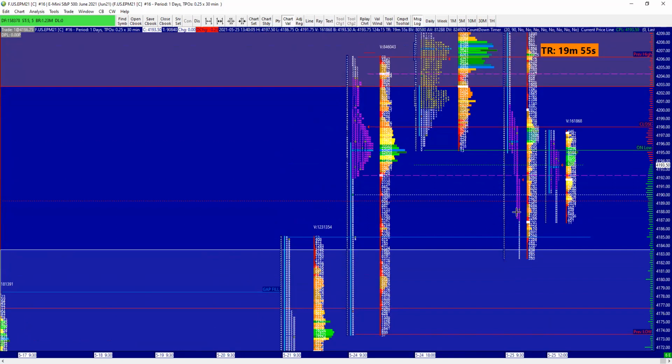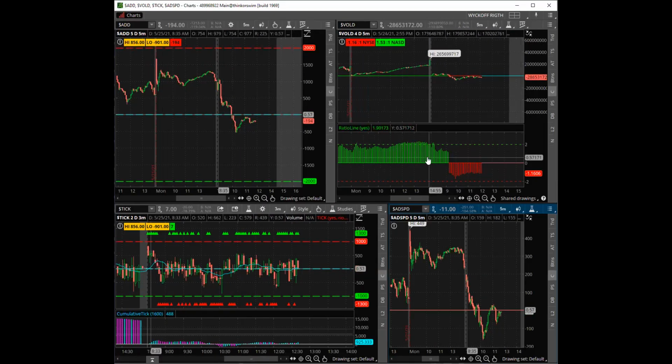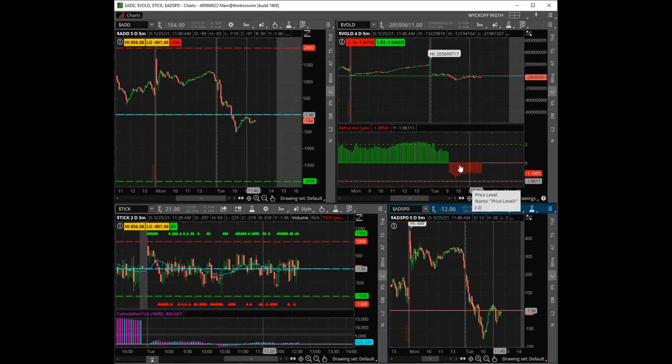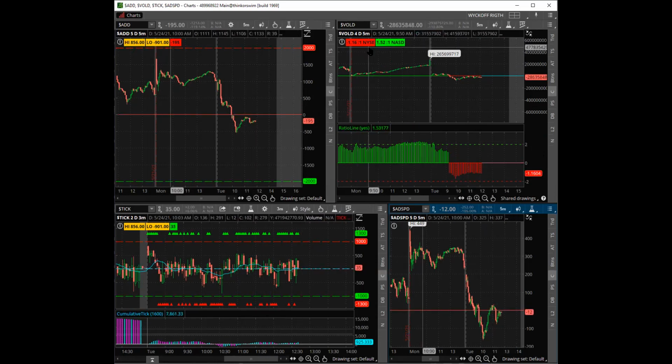So as I was watching the tape on the DOM, I saw there wasn't much follow through here, and we had single prints in D period, right? So just for the fact that we were getting no follow through, and also the internals, let me show you the internals. So the internals, they weren't negative, right? I mean, they were red, but the ratio wasn't even 2-to-1 negative. It was always around 1.5 negative, and it was never 2-to-1 negative.